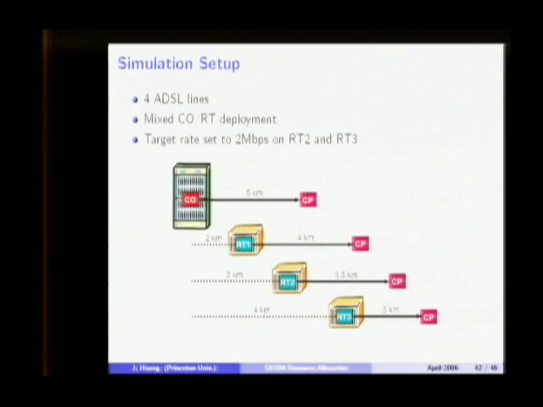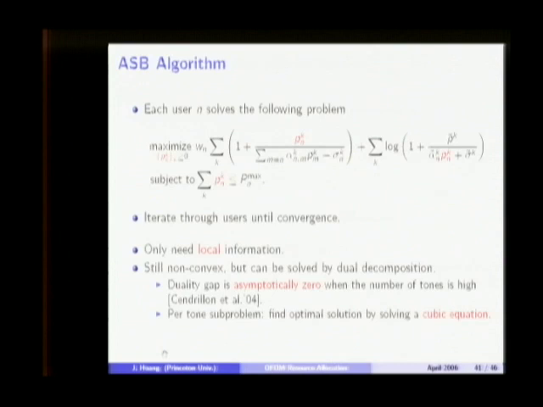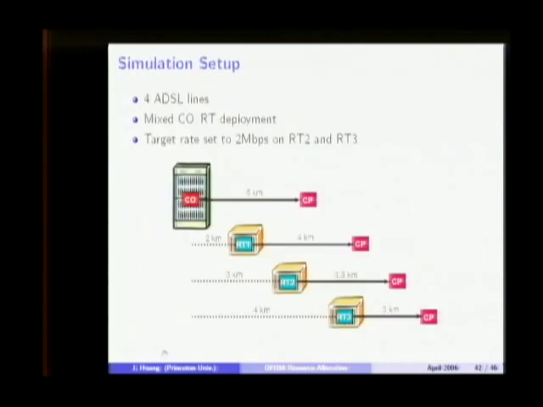And we also assume that the target rate is set to 2 Mbps on RT2 and RT3, essentially by adapting this parameter W. If the rate is not achieved, we just increase W until it is achieved. The only trade-off we want to see is what is the achieved rate on this line and what is achieved on this RT1 line.